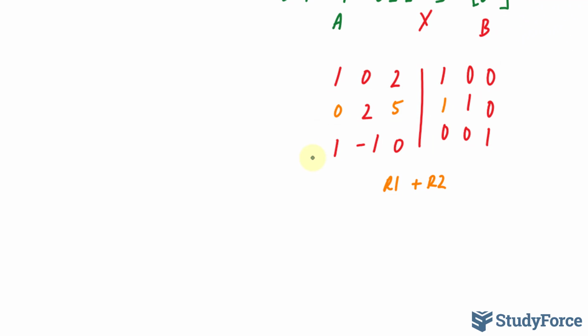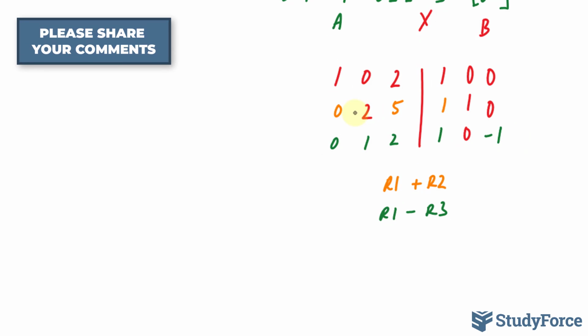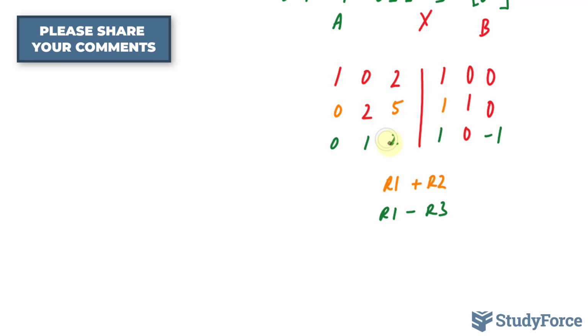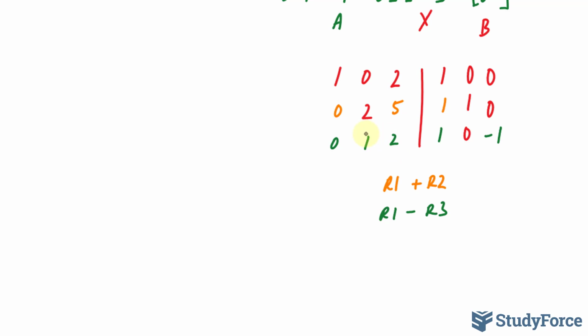Next, I want to make this 1 into a 0, and I can do that by saying row 1 minus row 3. 1 minus 1 is 0. 0 minus negative 1, that's positive 1. 2 minus 0 is 2. 1, 0, and this becomes negative 1. Our brand new row 3 should look like this. My next step is to make this 2 into a 1. Remember, we want our main diagonal as 1s. I can do this by switching row 3 with row 2. If you do that, you should have a matrix that looks like this.